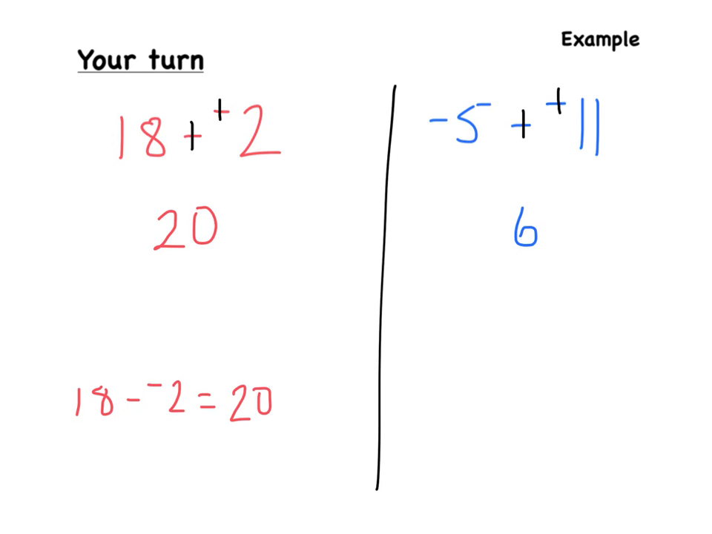And then we try to find which absolute value is greater. Is 11 bigger or is 5 bigger? In this case, 11 is bigger. And what sign does the 11 have? It has a positive sign. So the answer to this is going to be a positive 6. So if we want to rewrite it the way that it originally was, it would be negative 5 minus negative 11 is equal to a positive 6.